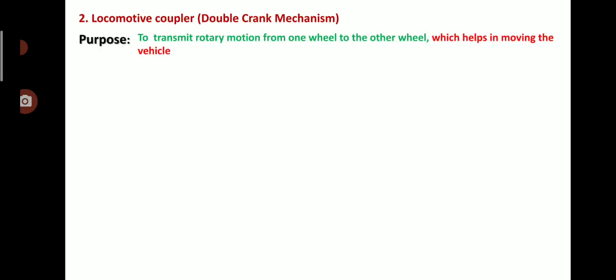Second example is the locomotive coupler. It is also called a double crank mechanism. What is the purpose of the locomotive coupler? The locomotive coupler or double crank mechanism is used to transmit rotary motion from one wheel to the other wheel, which helps in moving the vehicle. Such type of application you will find in railway engines.